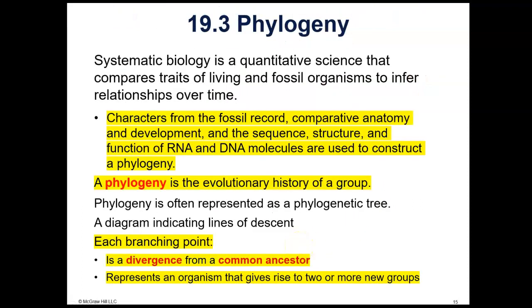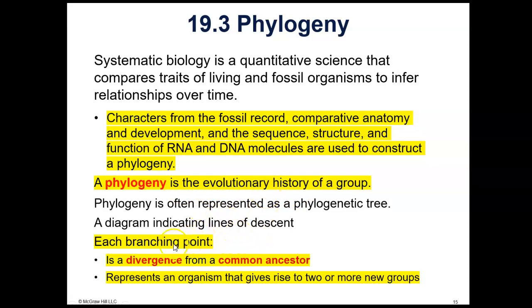All right, and then we're moving on to section 3, phylogeny, which is really dealing with the evolutionary history of a group. What is used in phylogeny to group organisms is characters from the fossil record, comparative anatomy, so comparing the structure and development of organisms, and the sequence, structure, and function of the RNA and DNA molecules. These are all used to construct a phylogeny, which is the evolutionary history of a group.